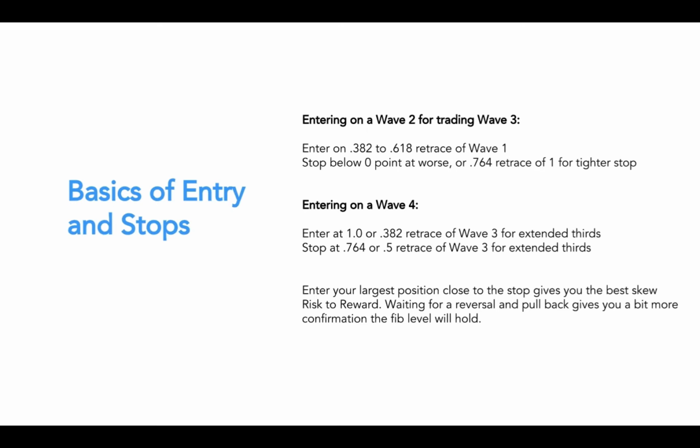And then the stop. Oh, that's a wrong right there. Stop is actually, no, this is correct. 764 or 0.5 retrace of wave 3. So 0.764 is the 3-point projection in the calculations prior. And I'll show these in TradingView, and then 0.5 retrace of wave 3 if you're using a retrace tool.